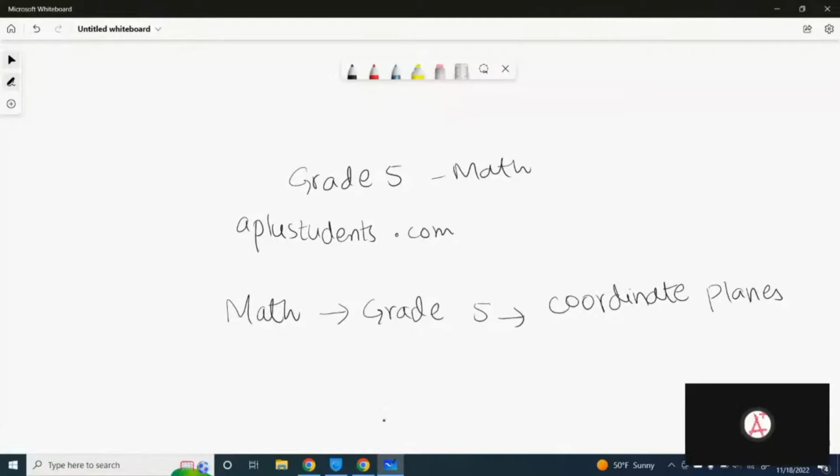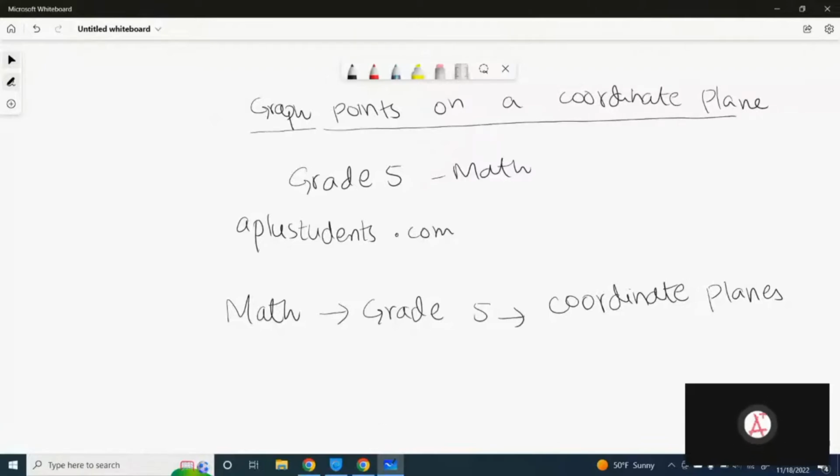So we already started the chapter. So the lesson we're going to start with is graph points on a coordinate plane. Please make sure you have your notebook and pencil so that you can note down the important points, definitions, and examples as well. Got it? Okay, let's start with the lesson.